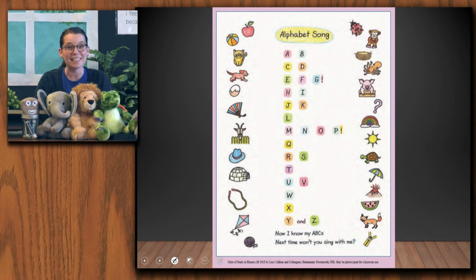A, B, C, D, E, F, G, H, I, J, K, L, M, N, O, P, Q, R, S, T, U, V, W, X, Y, and Z. Now I know my ABCs. Next time, won't you sing with us? Us. I changed it at the end there.